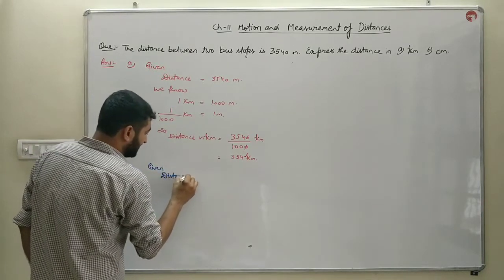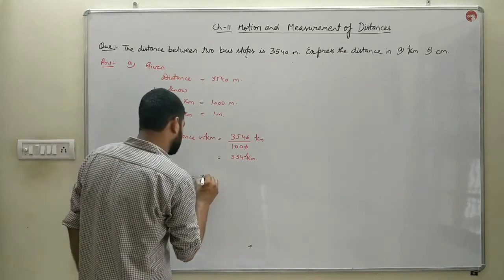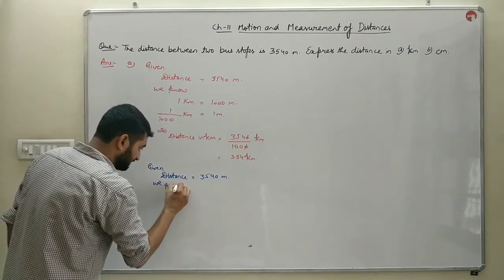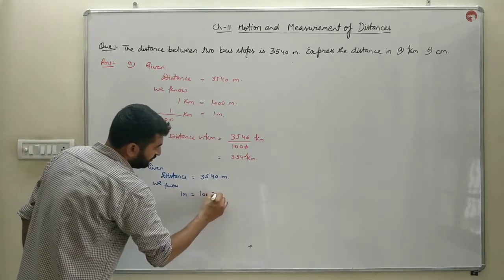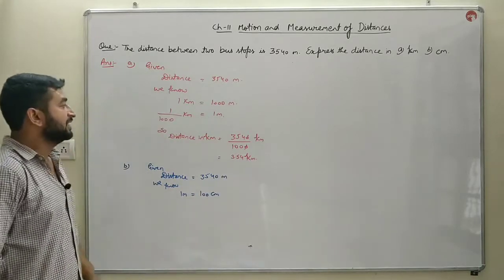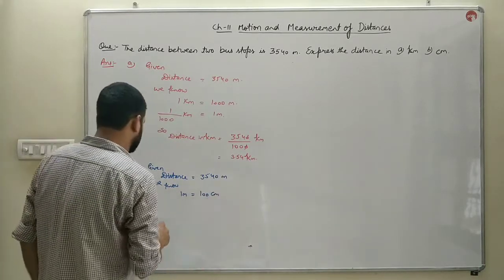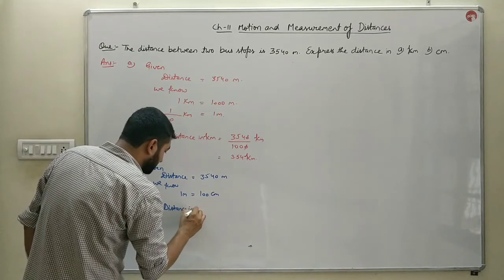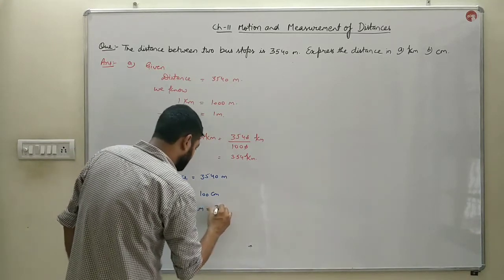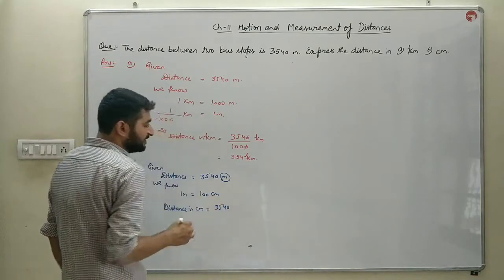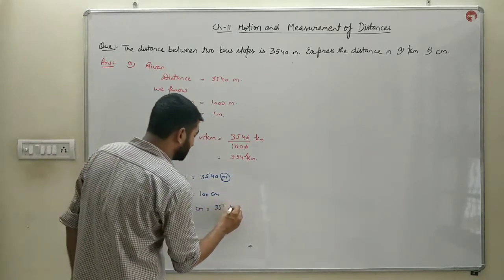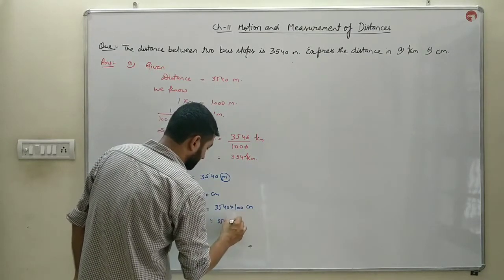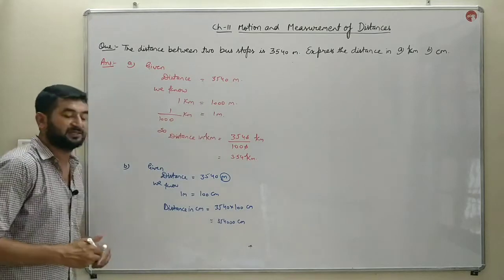Same, bache, the distance is given to us in meters, that is 3540 meters. We know that 1 meter is equal to 100 centimeters. If we want to convert that meter into centimeters, what we have to do is multiply. So now the distance in centimeters will be equal to 3540, here meter is written. If you want to convert meter into centimeter, then you have to multiply it with 100 centimeters. So that will be the answer in centimeters.